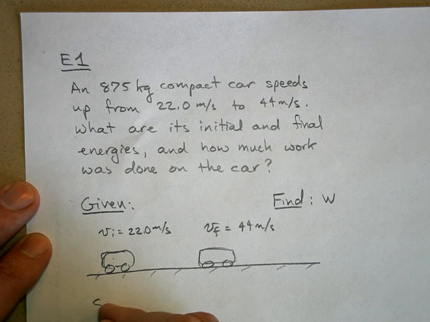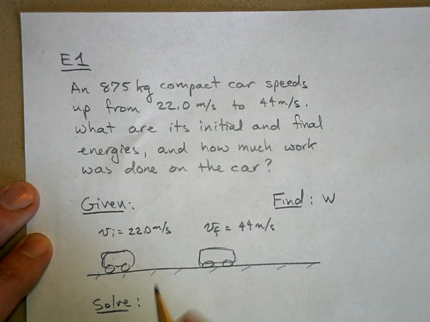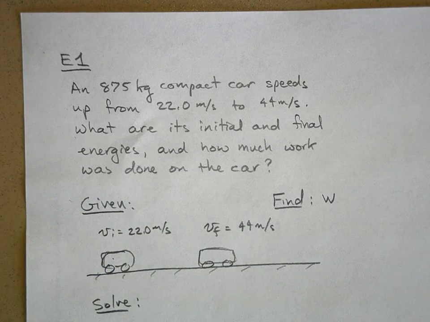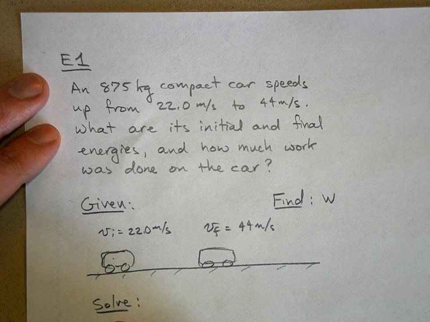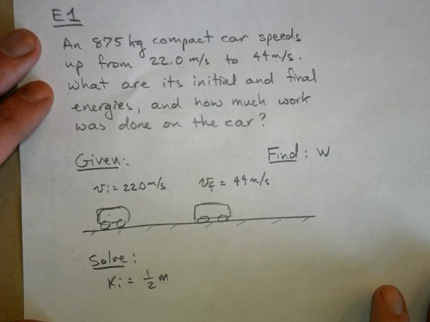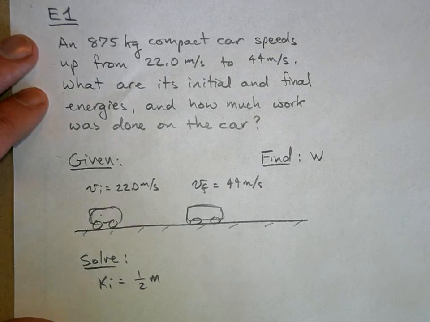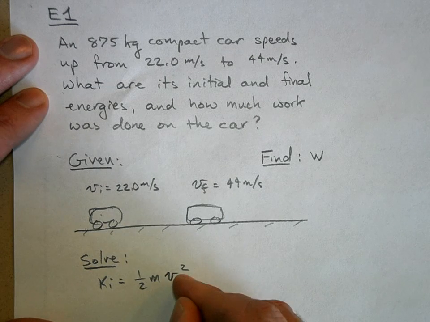Now, let's solve it. What kind of energy did it have to begin with? I mean, where is the energy of the car? Well, it has mass, and it's moving. So what kind of energy is mass and movement? Joules. Well, those are the units, joules, but how is that energy stored? What do we call the way that energy is stored? It's kinetic energy. So K initial is 1/2 the mass times its initial velocity squared.